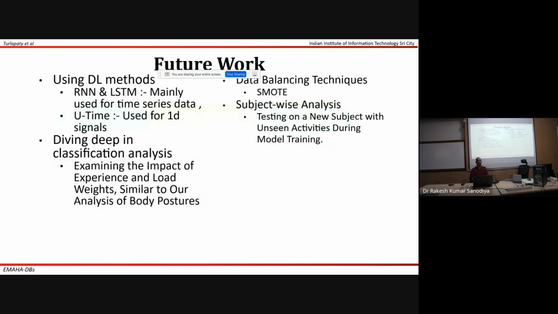And then in terms of future work, again, there are multiple directions possible. One is to use deep learning for this, especially models that are tuned for time series data. And then it's also possible to look at the impact of different conditions on the deep learning models, right? Especially if you try to do transfer learning.